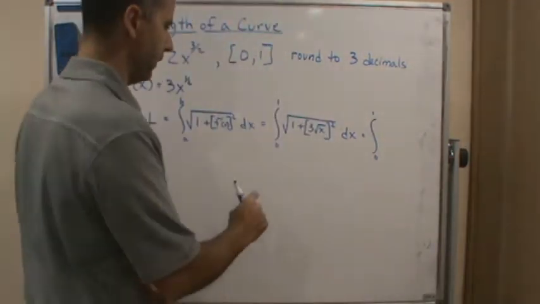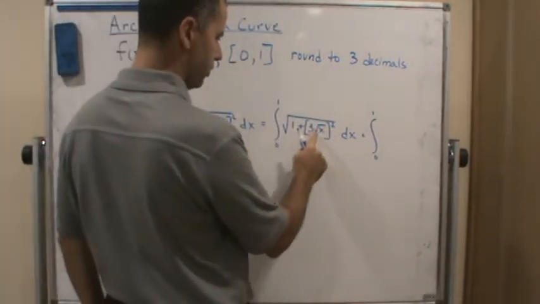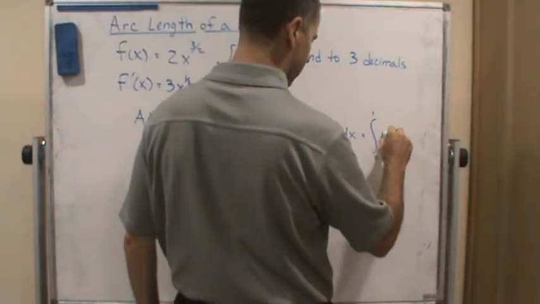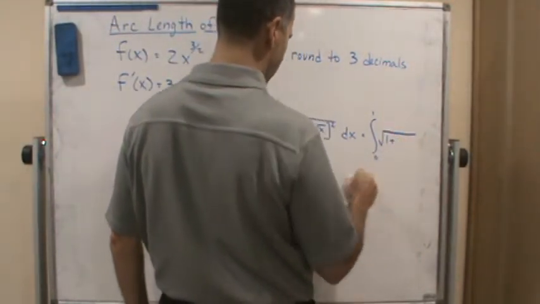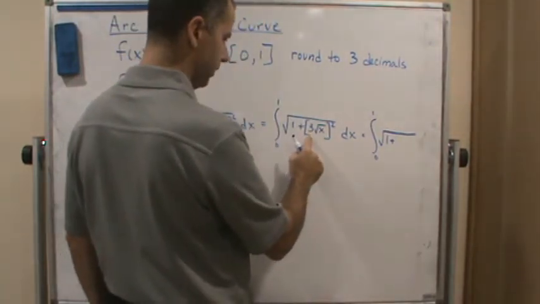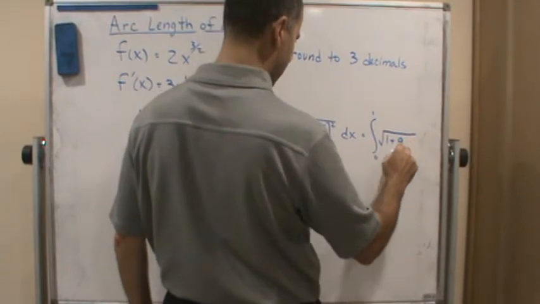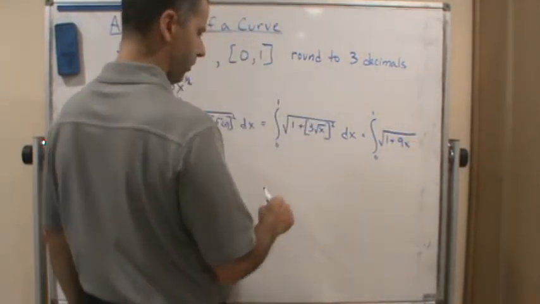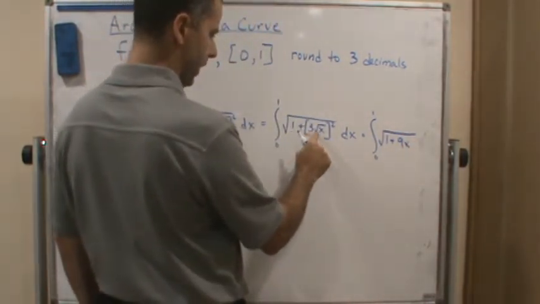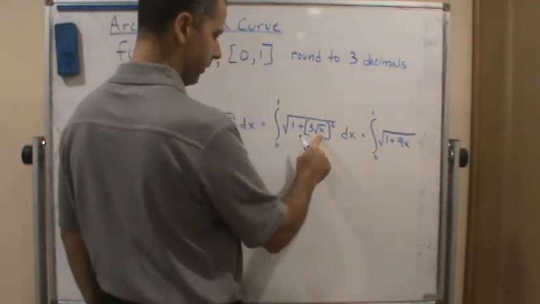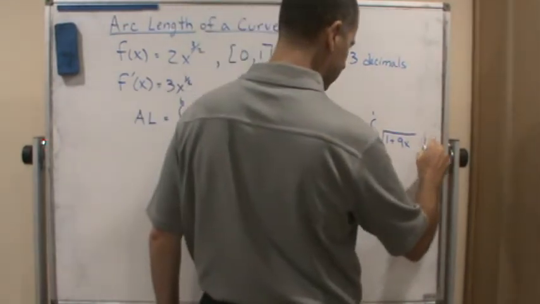Okay, now we've got everything in there, so let's simplify the expression. What's going to happen in here? We're going to distribute the 2 using the power rule for our exponents. This is going to become 1 plus 9 times x, because 3 squared is 9 and the square root of x squared is x. And then we have our dx.